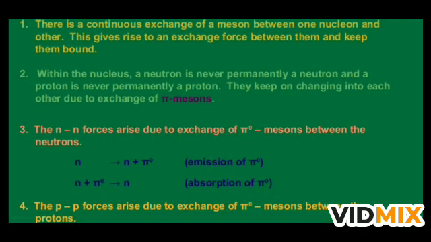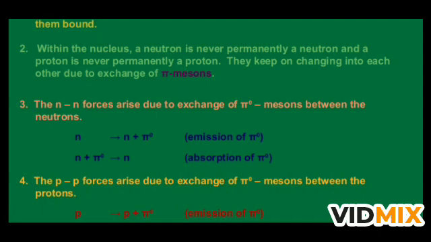Second, within the nucleus, a neutron is never permanently a neutron and a proton is never permanently a proton. This is very important to know because it is new for you. A neutron can change into another particle, and a proton is also changing its nature. They keep changing into each other due to the exchange of pi mesons, continuously. Neutron-neutron forces arise due to the exchange of pi naught mesons between the neutrons.